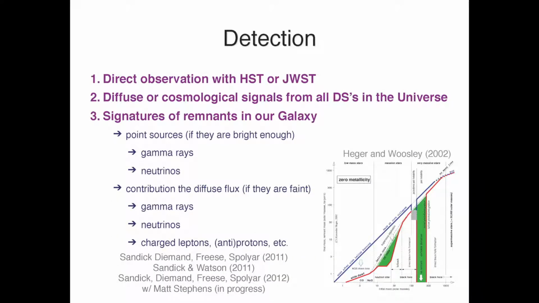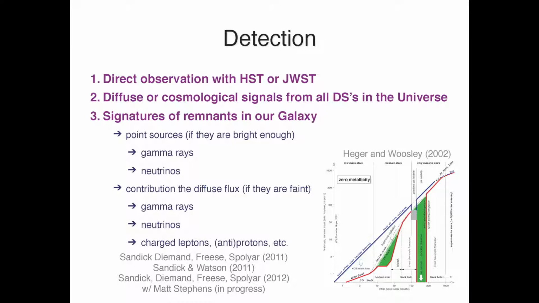What I'm going to focus on a bit more are signatures of the remnants of these dark stars in our galaxy. Basically, if you think about what's going to happen to these guys at the end of the life of one of these giant objects, they are going to become black holes with some large fraction of the mass of the initial object. This is similar to work that was done by Hager and Woosley. They showed that for these really big guys, you get a big black hole out at the end.